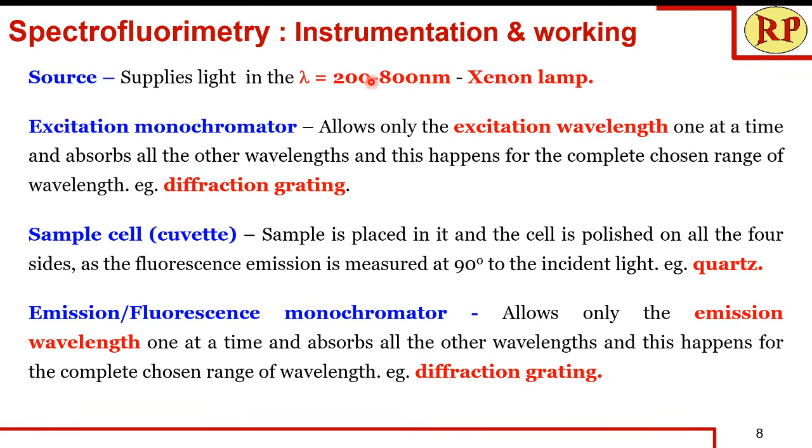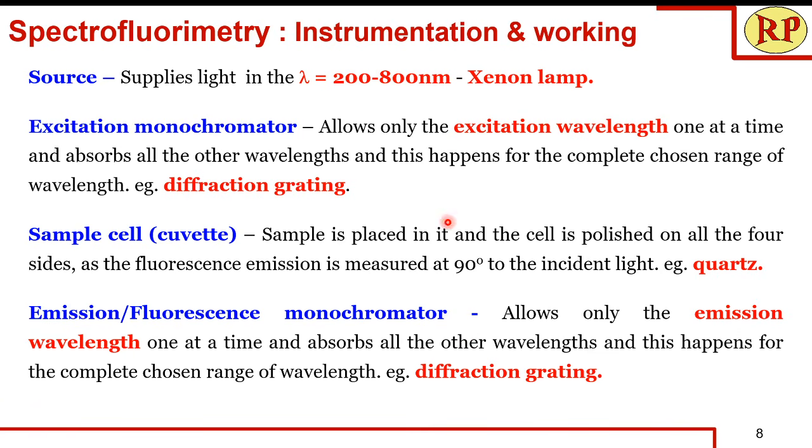Source, that is xenon lamp, supplies the wavelength between 200 to 800 or 300 to 800 nanometer. Excitation monochromator allows only the excitation wavelength one at a time and for the complete range chosen. And we use a diffraction grating. Similarly, emission or fluorescence monochromator, it allows the emission wavelength chosen one at a time and absorbs all the other wavelength, and a diffraction grating is used.